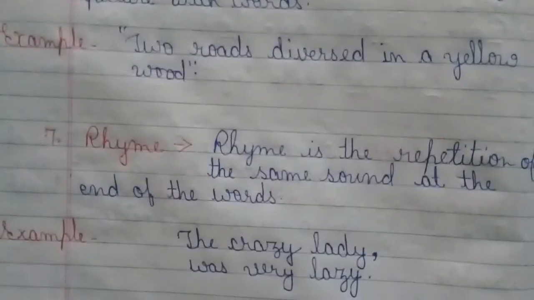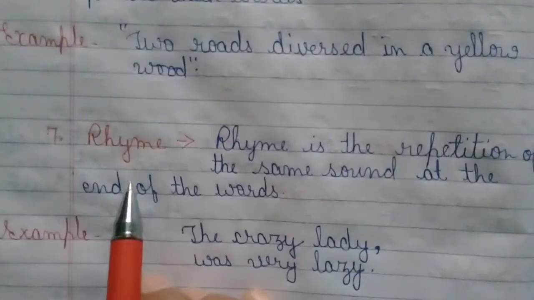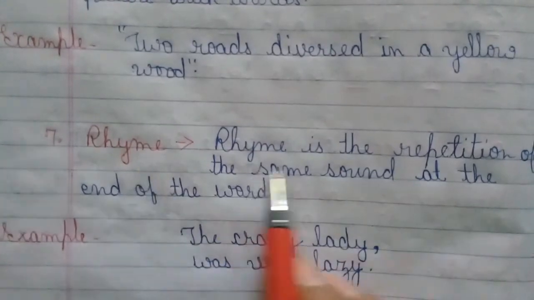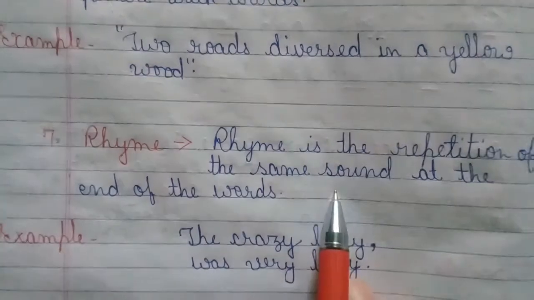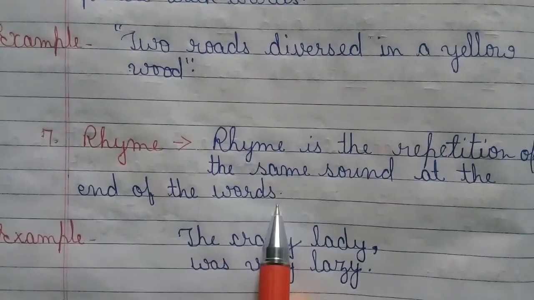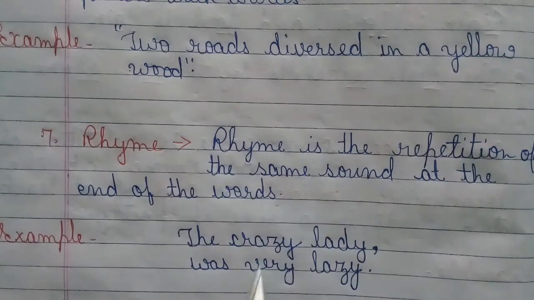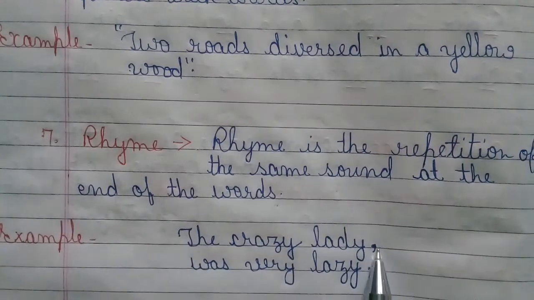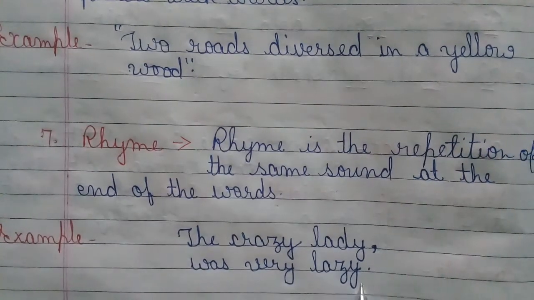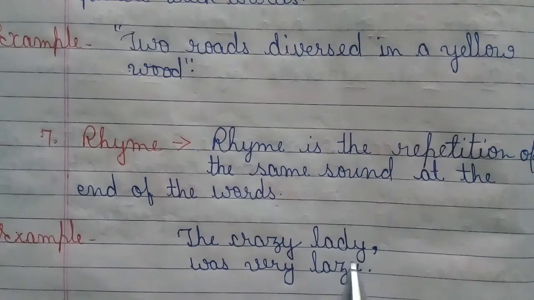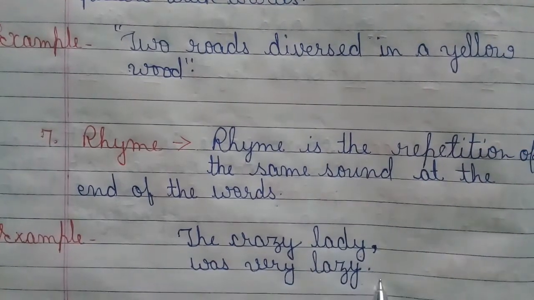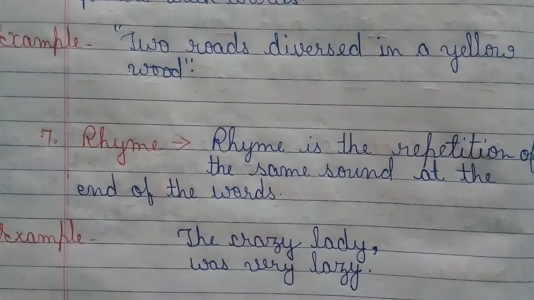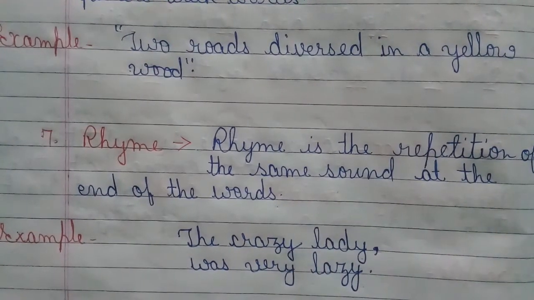The next poetic device is rhyme. Rhyme is the repetition of the same sound at the end of words. So let's see the example. The crazy lady was very lazy. At the end of both lines, there is a rhyming sound. Lady and lazy, both of the words rhyme with each other.